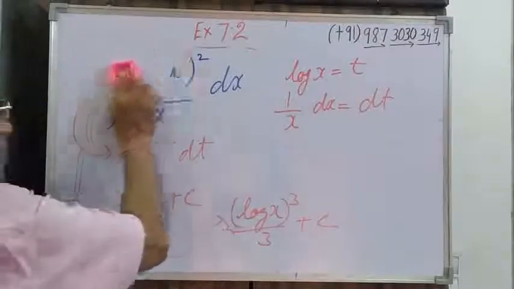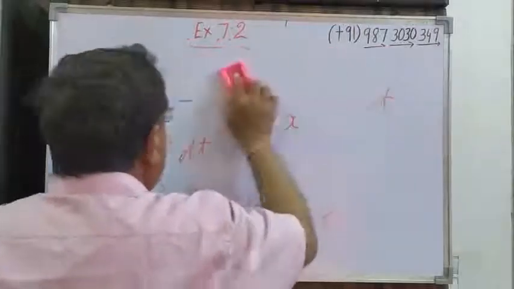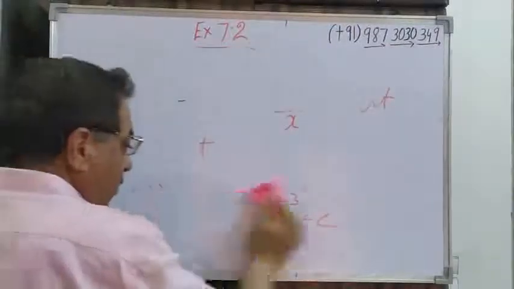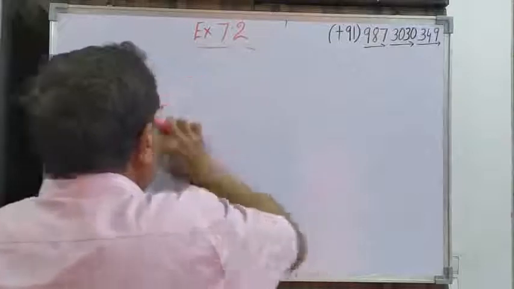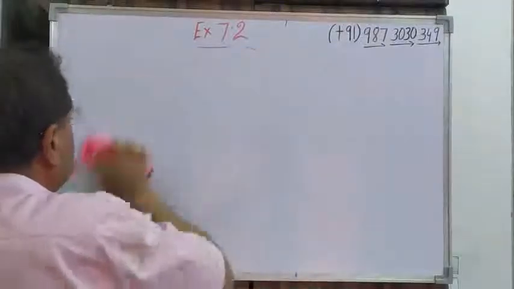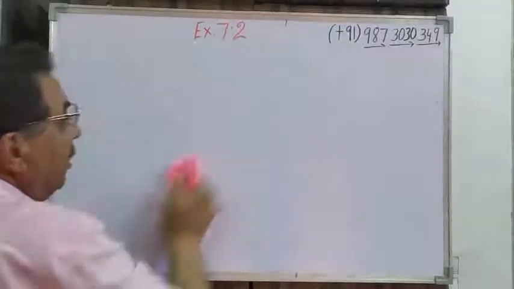So now let us go to the next important question of exercise 7.2. What is the next important question? It is question number 9. What does it tell you?